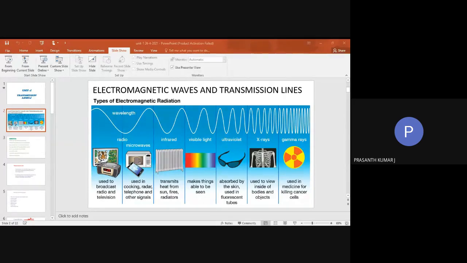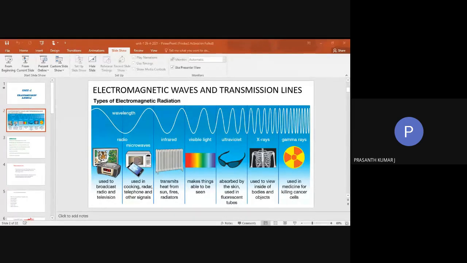The first one shows what is electromagnetic radiation. See here, this is the wavelength. It is also defined in terms of frequency. As we are moving towards right side, what we are observing is the frequency is increasing. And as we are moving towards left side, the frequency is decreasing. So we have low frequencies, medium frequencies, high frequencies, very high, super high, ultra high frequencies, then infrared, then visible light, then ultraviolet, X-rays and gamma rays.